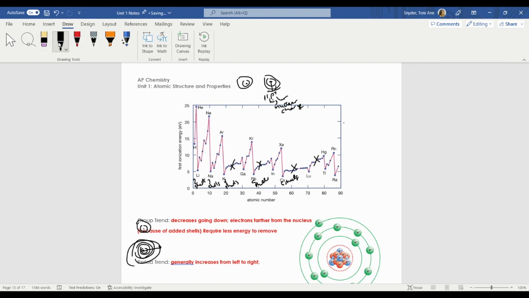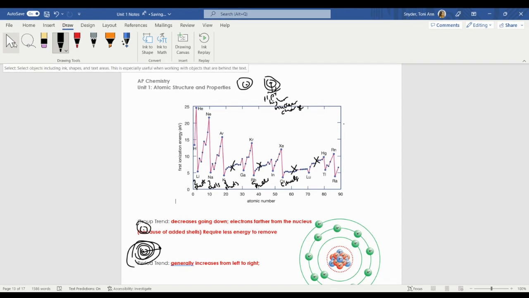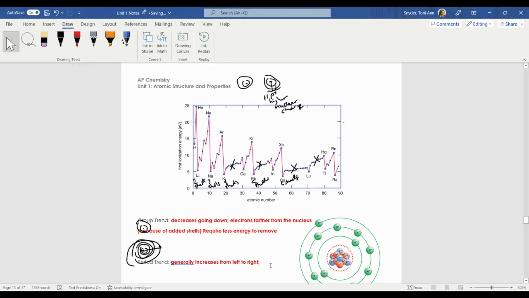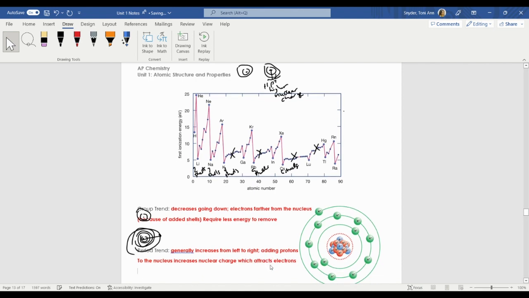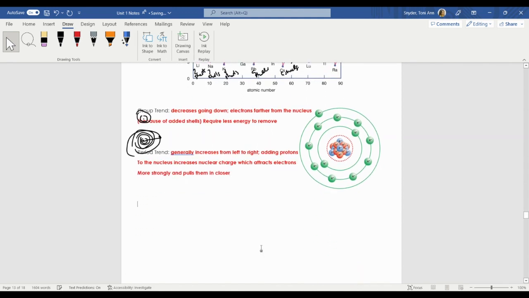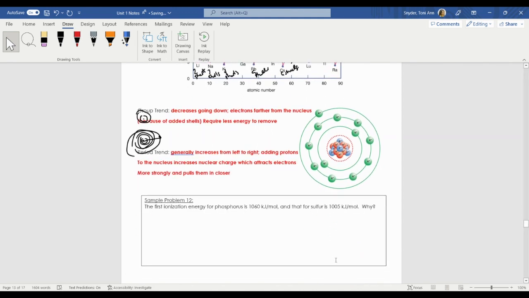Let's go ahead and put in this period trend here before we get into the anomalies. Generally increases from left to right. We're going to say that adding protons to the nucleus increases nuclear charge, which attracts electrons more strongly, pulls them in closer. Make sure the formatting stays right. There we go.